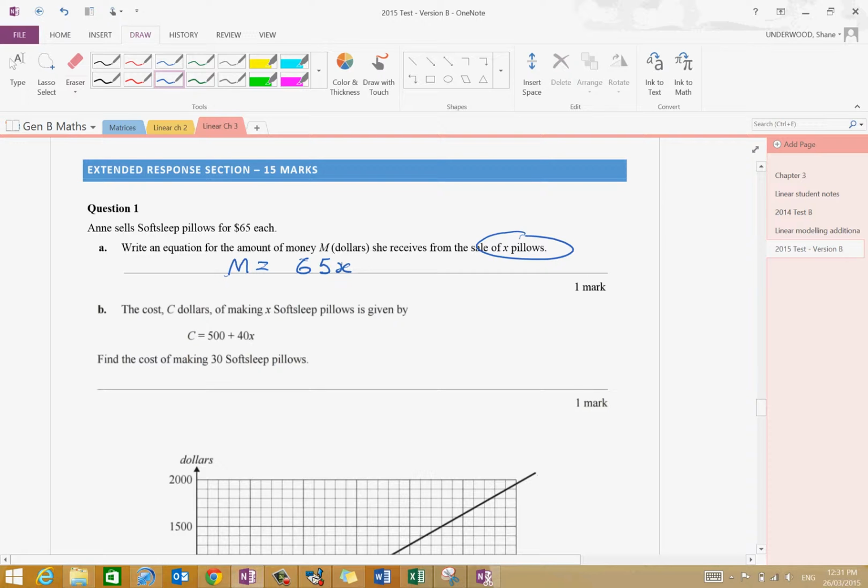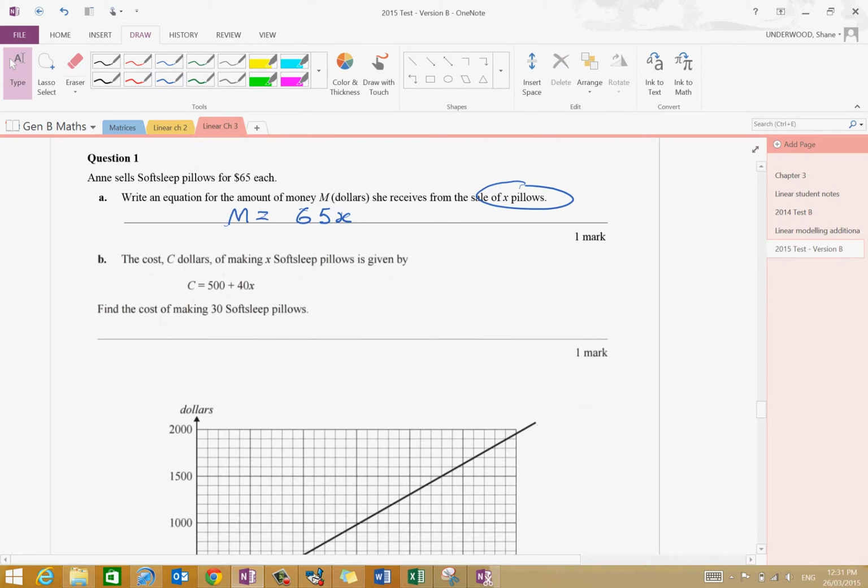Now the cost that she makes these pillows is this. How much does it cost her to make 30 pillows? So what we're just saying is when x equals 30, how much does it cost her? C is equal to 500 plus 40 times 30, which is equal to $1,700. So it cost her $1,700 to make 30 pillows.